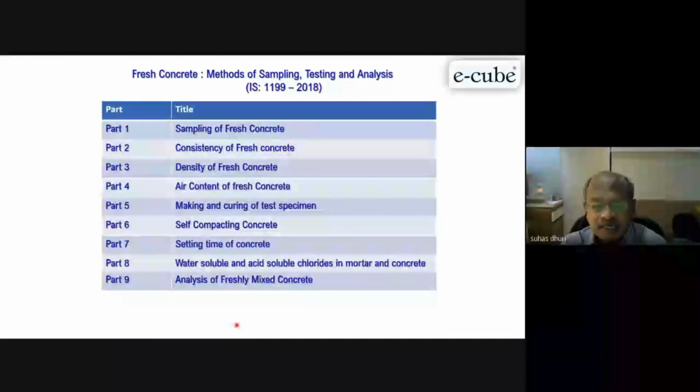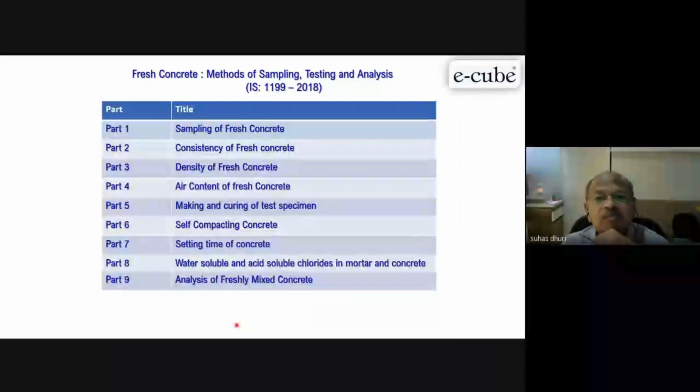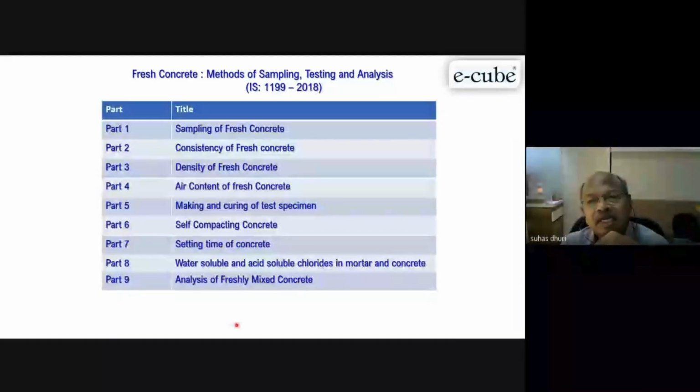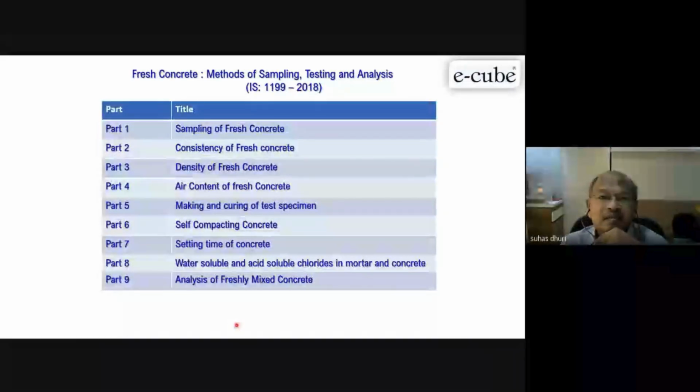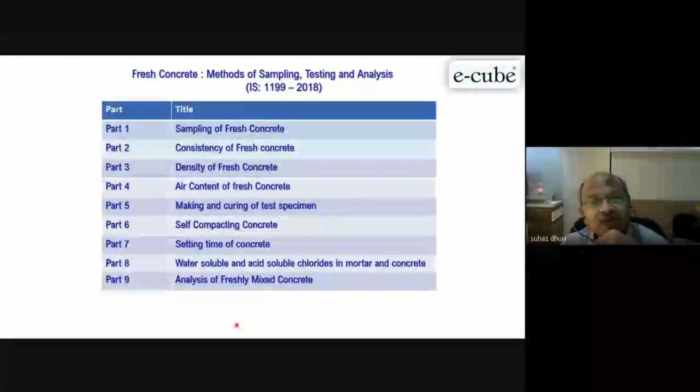And I think as a civil engineer, you must have a copy of this code, including all the parts, part 1 to part 9. It is very, very important to understand fresh properties, how to test the fresh properties of concrete, right from sampling, testing, and analysis. So part 1, sampling of fresh concrete: how to do the sampling, what equipment we have to use for sampling.